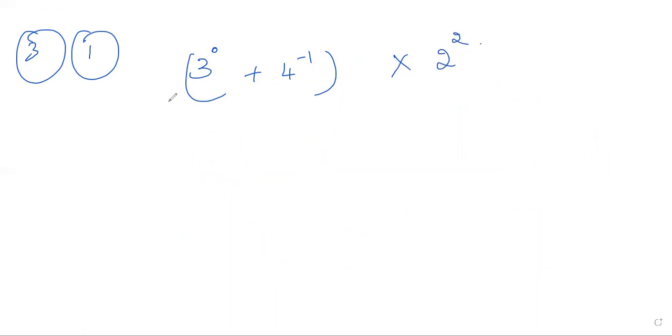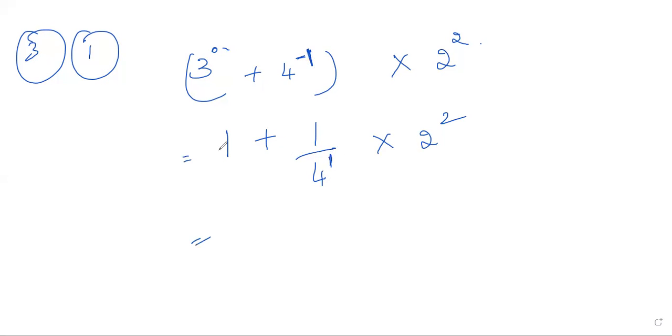Next, third question. Find the value of 3 to the power of 0 plus 4 to the power of minus 1 into 2 square. We know the value of 3 to the power of 0. 3 to the power of 0 is 1. Any number to the power 0 is 1. 4 to the power of minus 1. So the exponent is negative. So how will you write it? 1 by 4 to the power of 1 into 2 square.